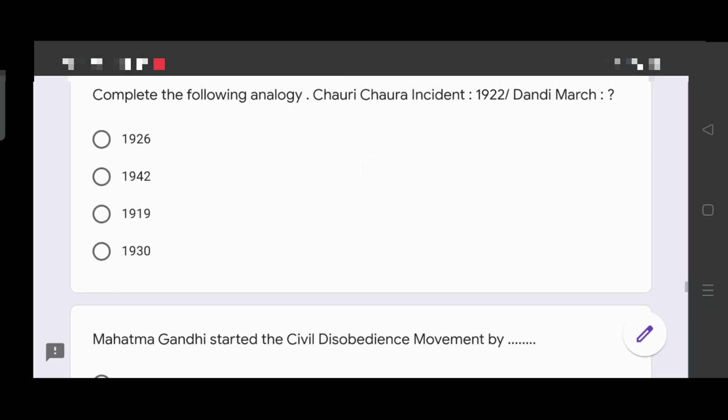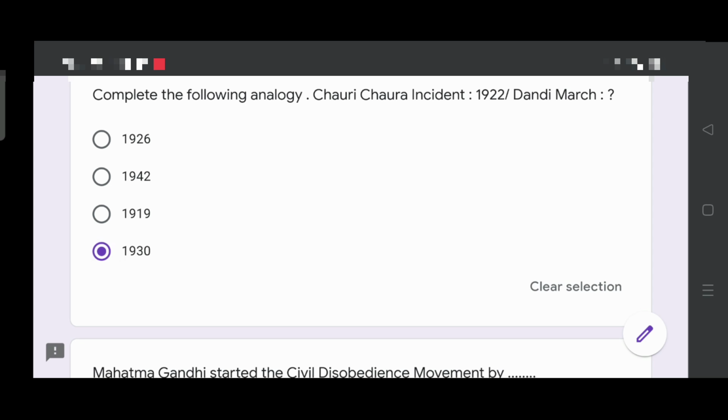Complete the following analogy. Chauri Chaura incident, 1922; Dandi March, question mark. What is the year? 1926, 1942, 1919 or 1930? And the right answer is 1930.